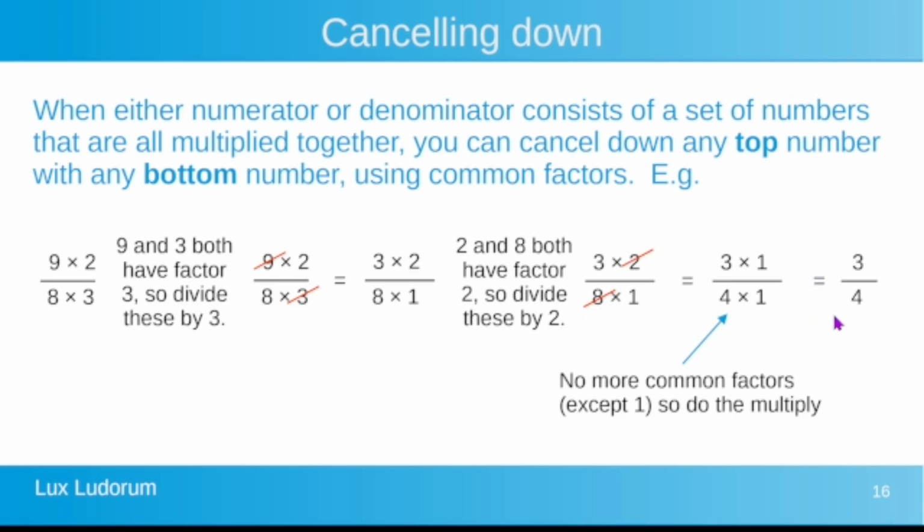Now we can multiply because there are no more common factors apart from 1. We do the multiply and we end up with 3 over 4, 3/4, as before.